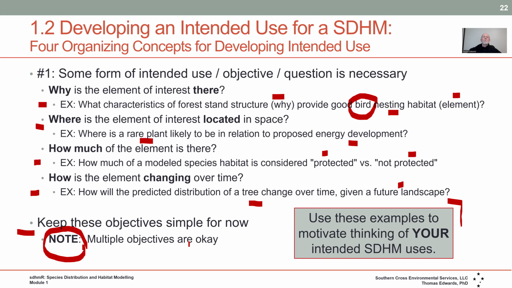Now, I also need to point out that there is no way you can optimize all four of these intended uses at the same time. So you may find yourself having to prioritize or rank which of these is most important. But again, undergoing that mental machination right here is what's going to help you develop a sound and defensible intended use.